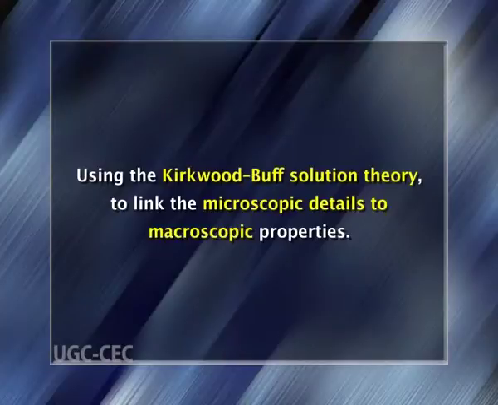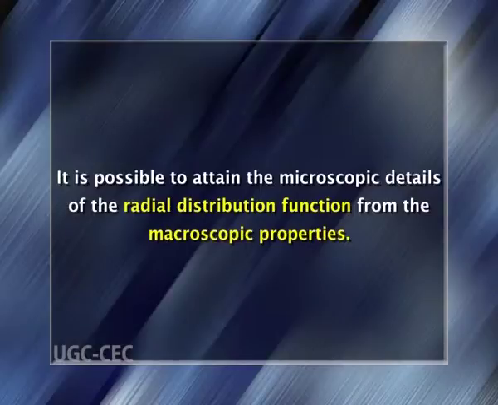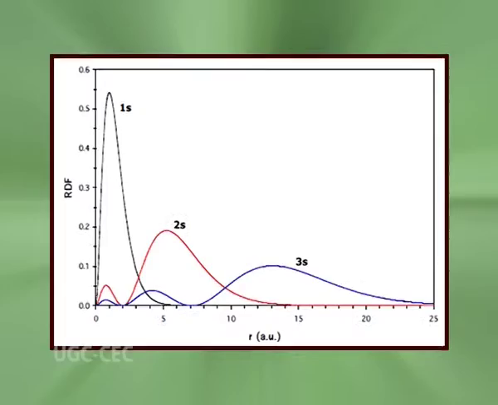The radial distribution function is of fundamental importance, since it can be used, using the Kirkwood-Buff solution theory, to link the microscopic details to macroscopic properties. Moreover, by the inversion of the Kirkwood-Buff theory, it is possible to attain the microscopic details of the radial distribution function from the macroscopic properties.